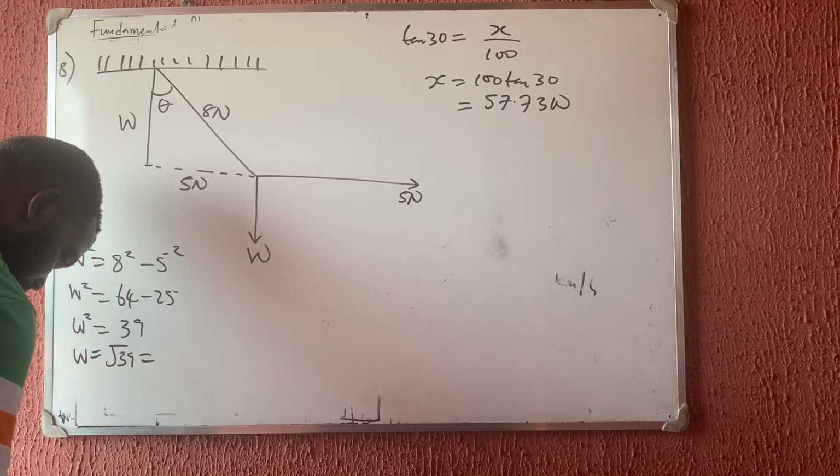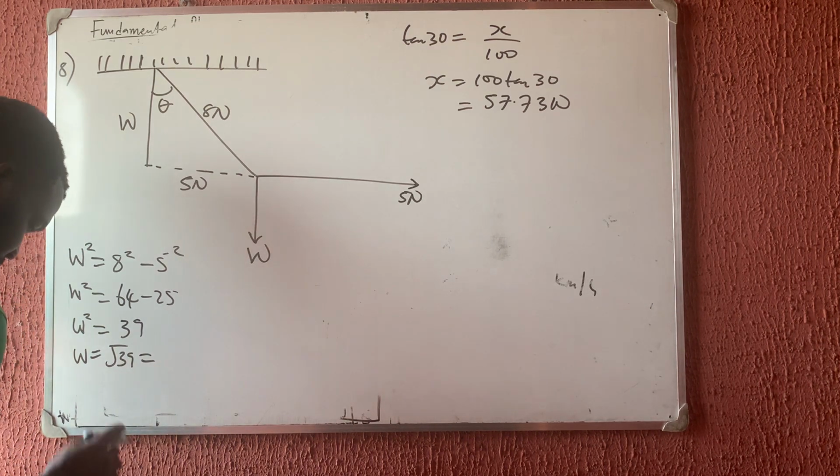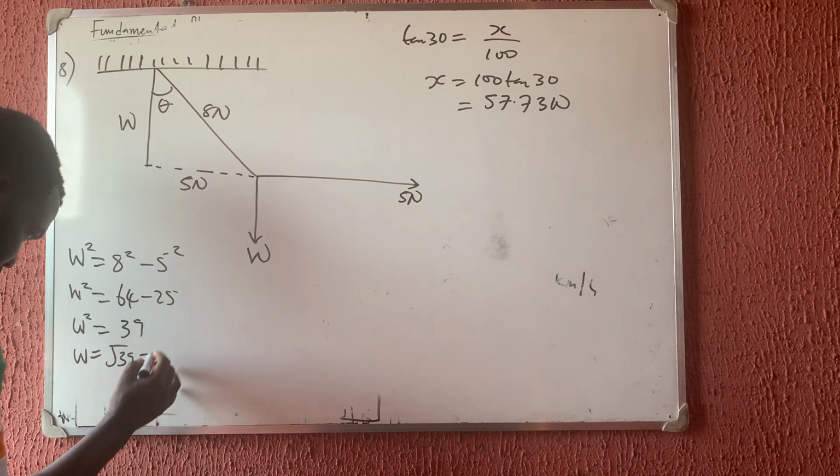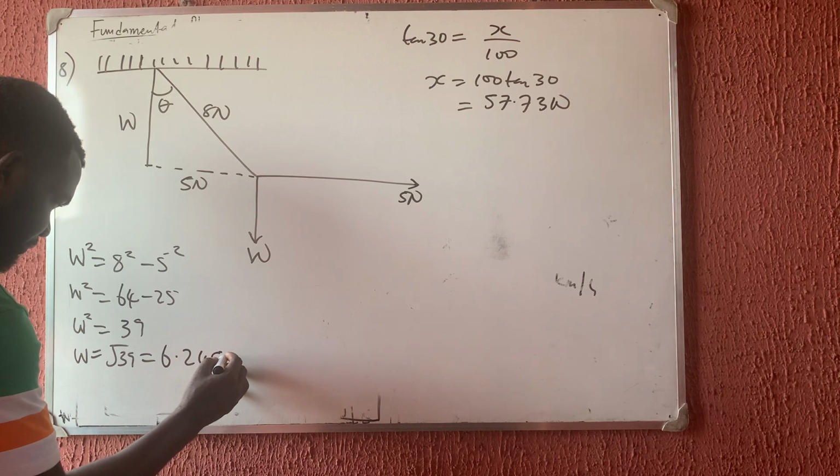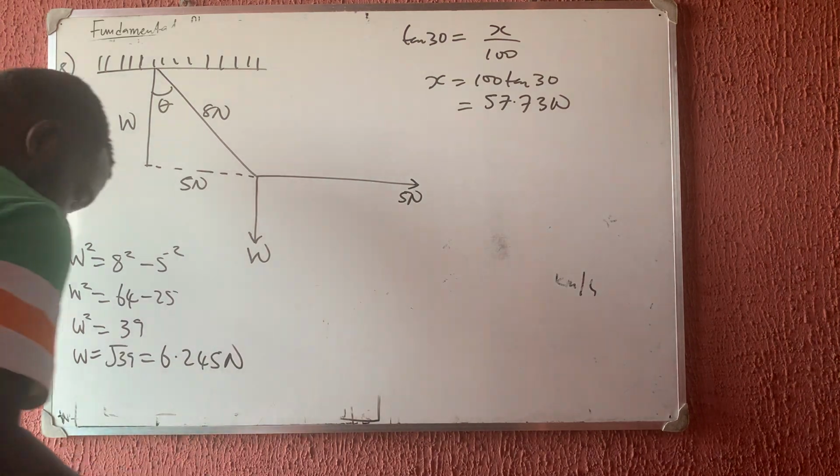So square root of my answer. Square root of 39 is giving me 6.245 Newton. Okay. So that is that.